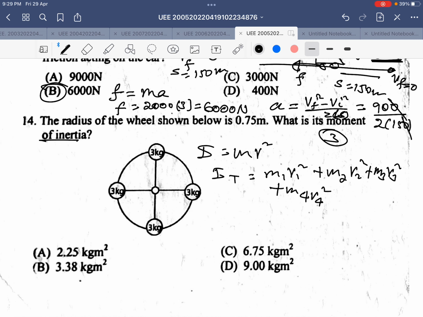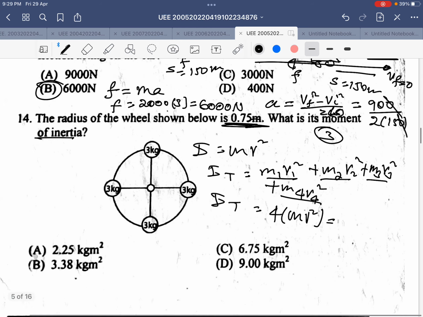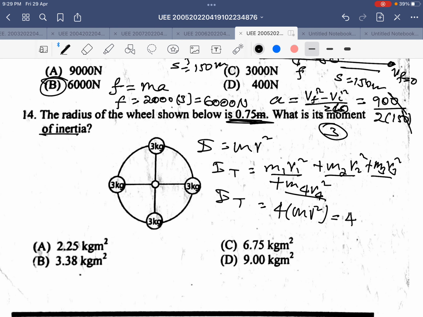Since the radius is the same, 0.75 meters for all, and the mass is 3 kilograms, we have four identical terms. I total is equal to 4 times mr squared. Just substitute the values. 4 times what's the mass? 3 kilogram, yeah. 3 kilogram times 0.75 squared, which means 75 over 100.